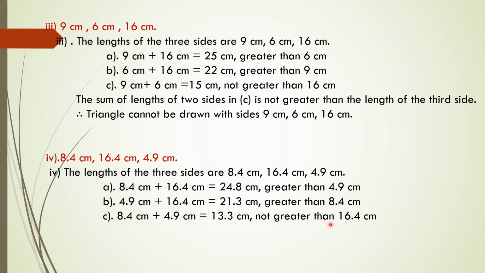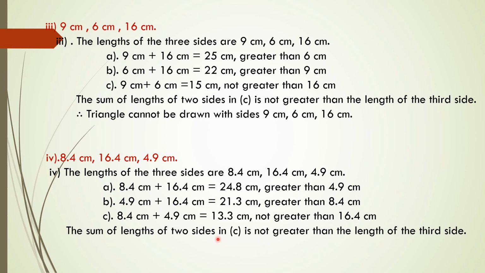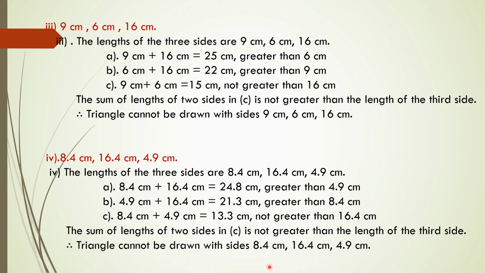Therefore the sum of the length of the two sides in this case is not greater than the length of the third side. Therefore a triangle cannot be drawn with the sides 8.4 centimeter, 16.4 centimeter and 4.9 centimeter.